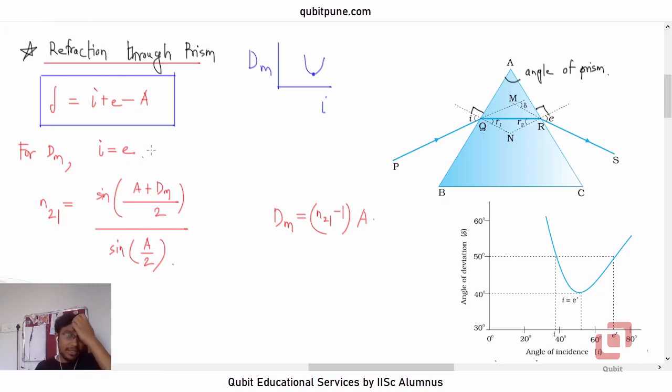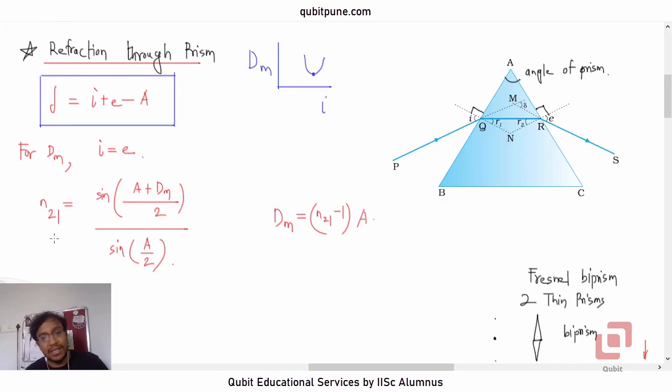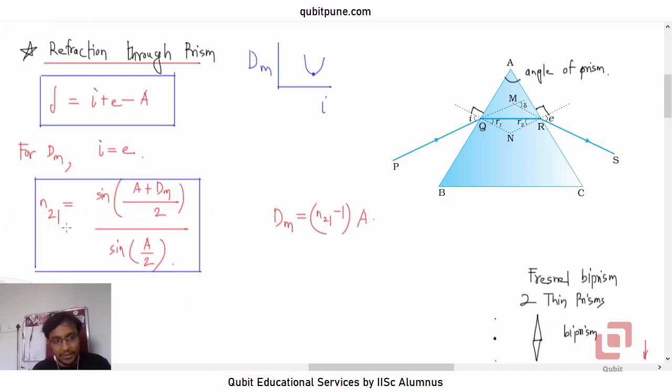Then you can follow a mathematical procedure to finally arrive at an expression which connects the refractive index of the material of the prism with respect to, let's say, air or water, anything. It depends on what material we are going to put that prism in. So n21, the formula is sine of (A plus Dm) by 2 divided by sine of A by 2.